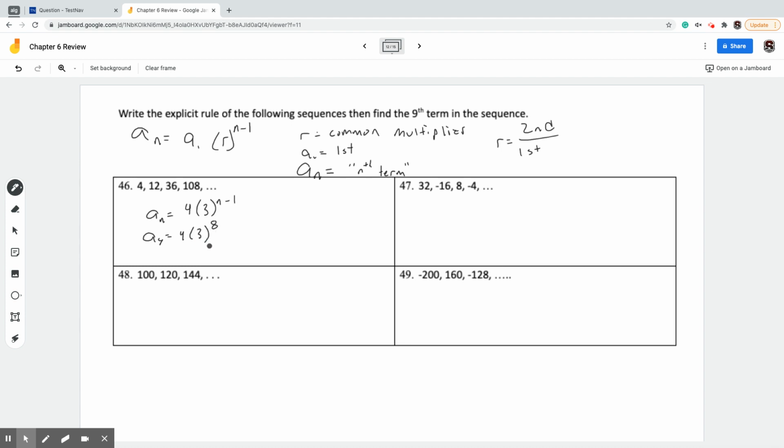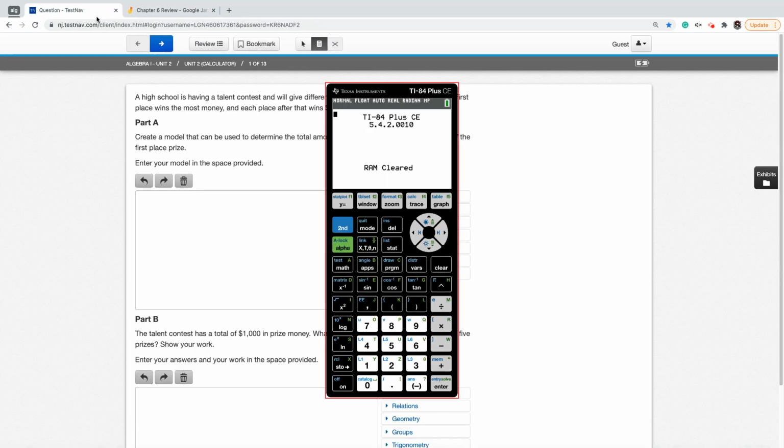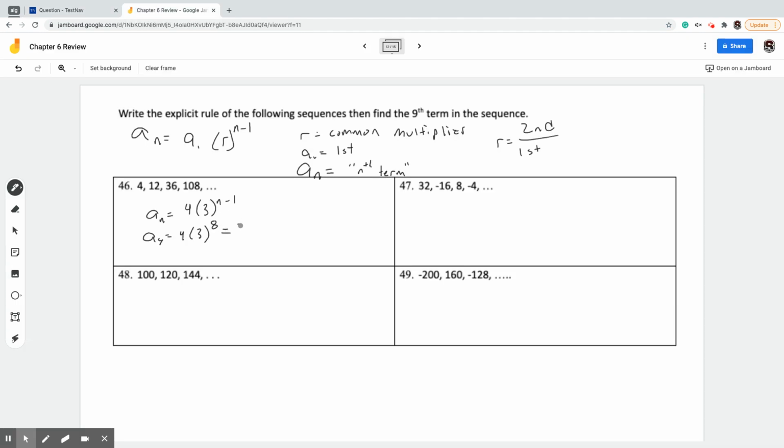And I'm going to go to my calculator. I'm going to plug in 4 times 3 to the 8th. Let me show you. 4 times 3 raised to the 8, and I get 26244. Wow, okay. 26244. And I am happy that we didn't need to calculate this by hand.